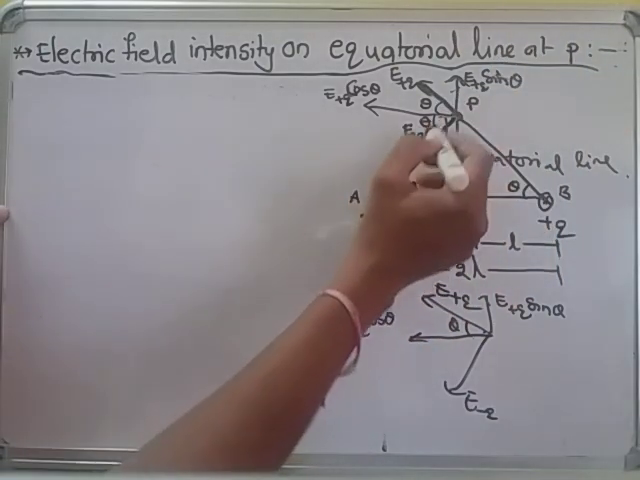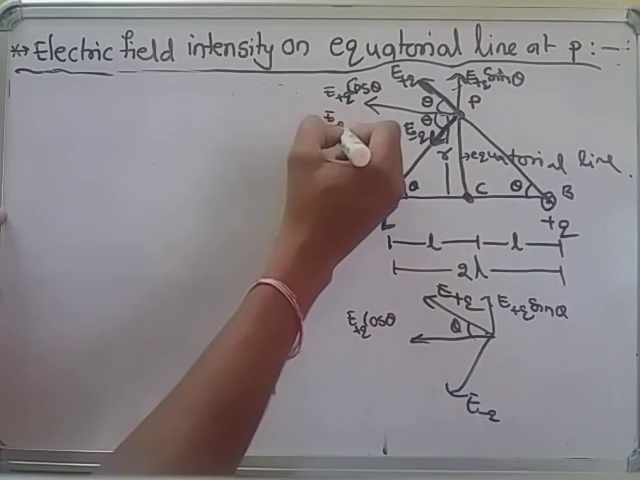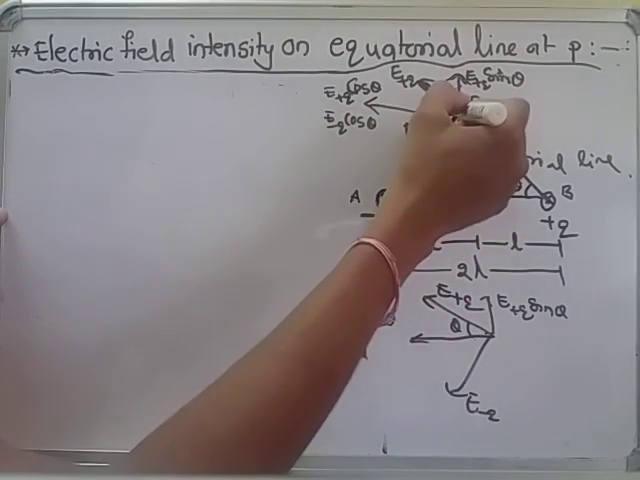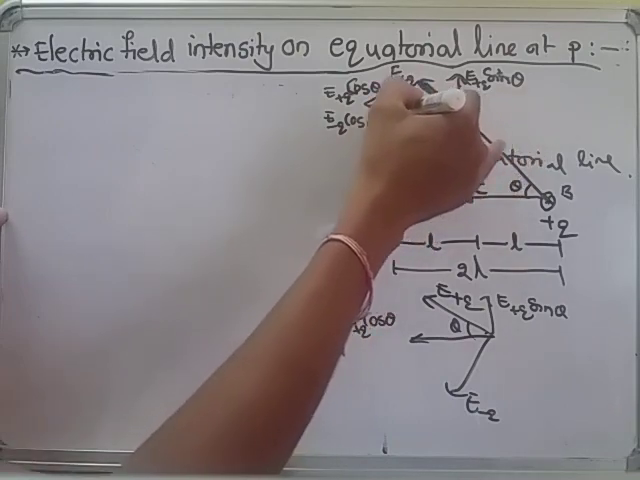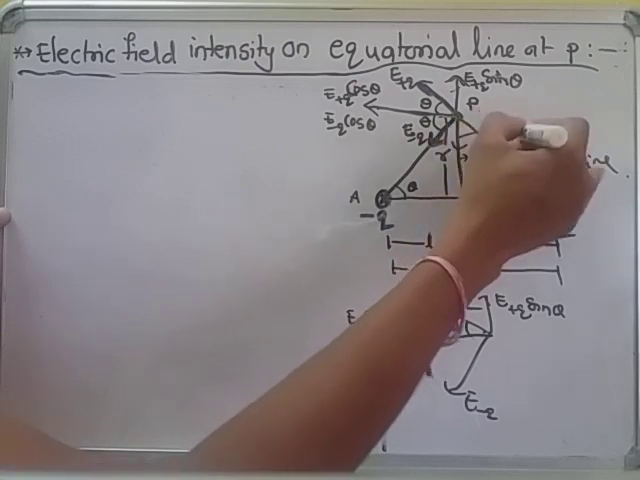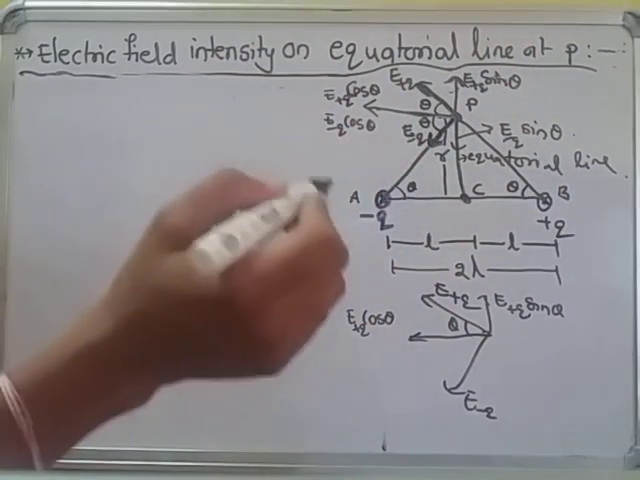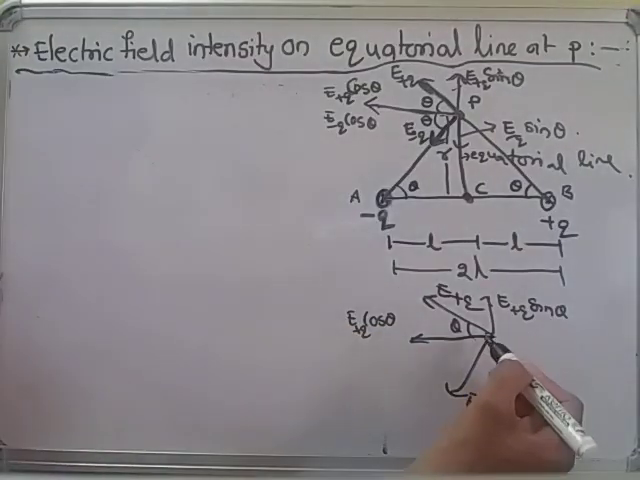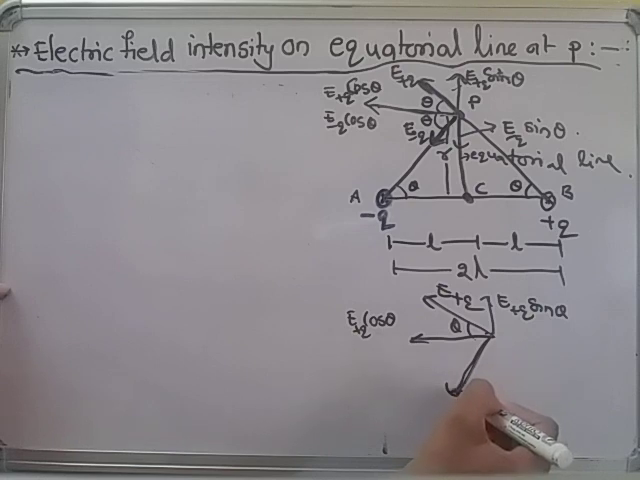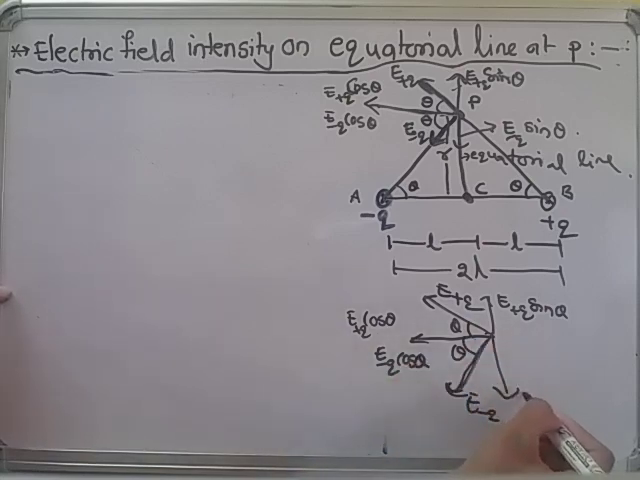Now E minus Q is also classified into components. This side we get E minus Q cos theta, which is the adjacent component, and this side E minus Q sin theta. So this E minus Q is classified into components: E minus Q cos theta and E minus Q sin theta.